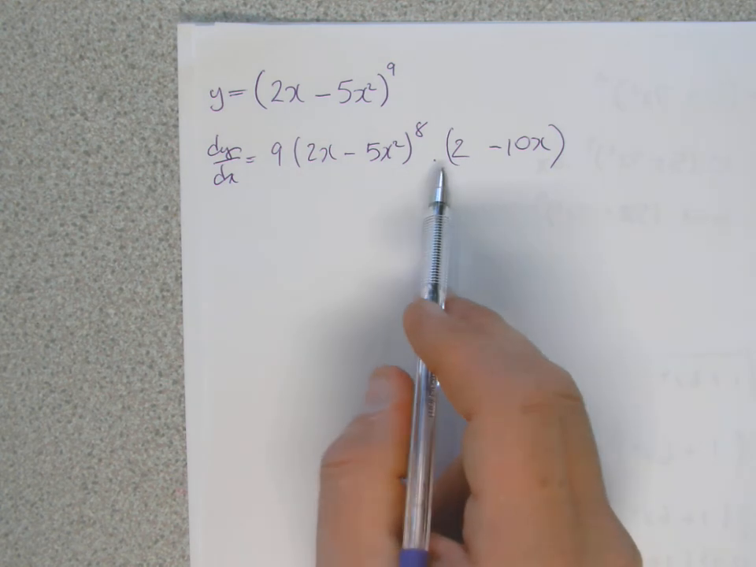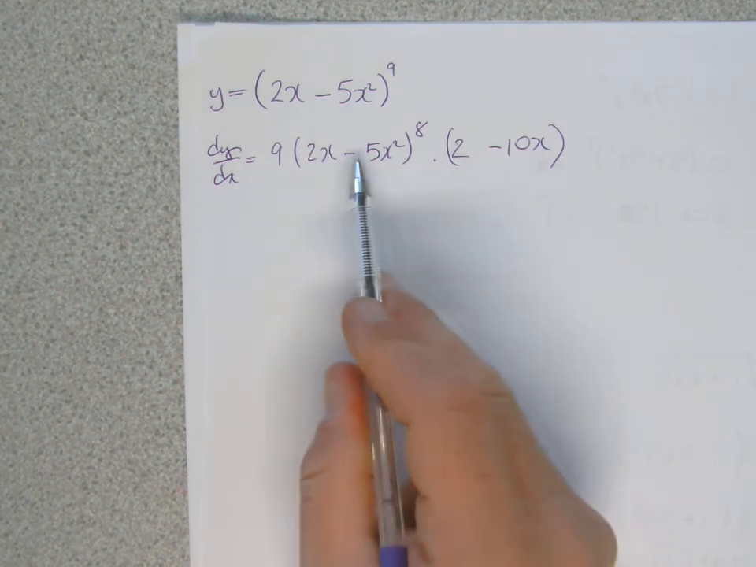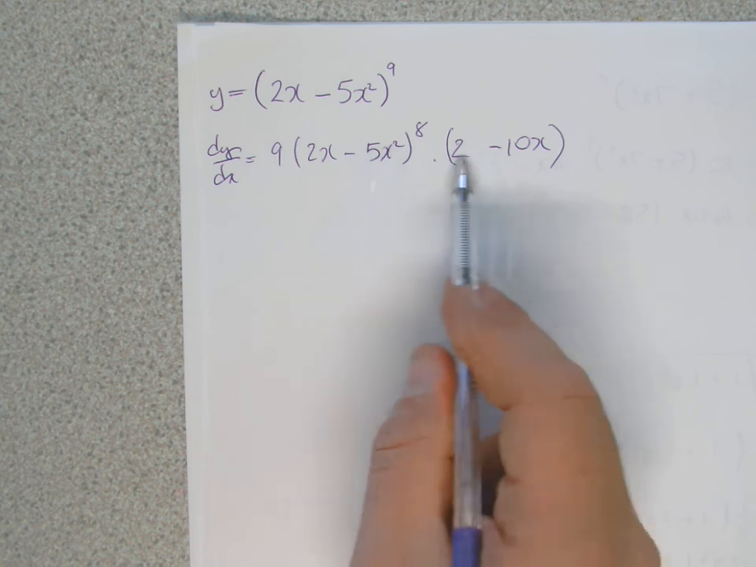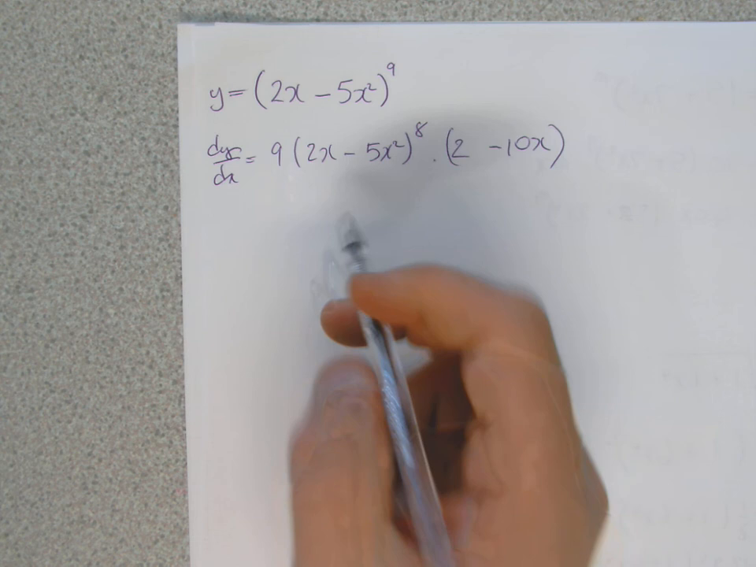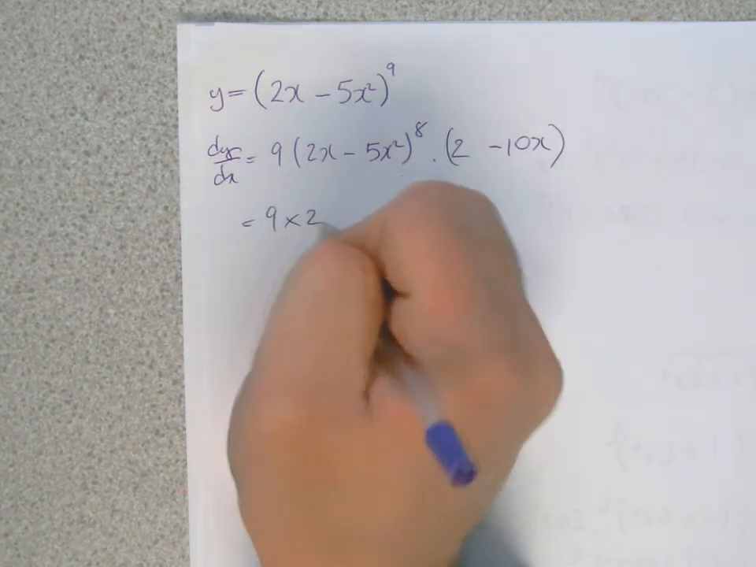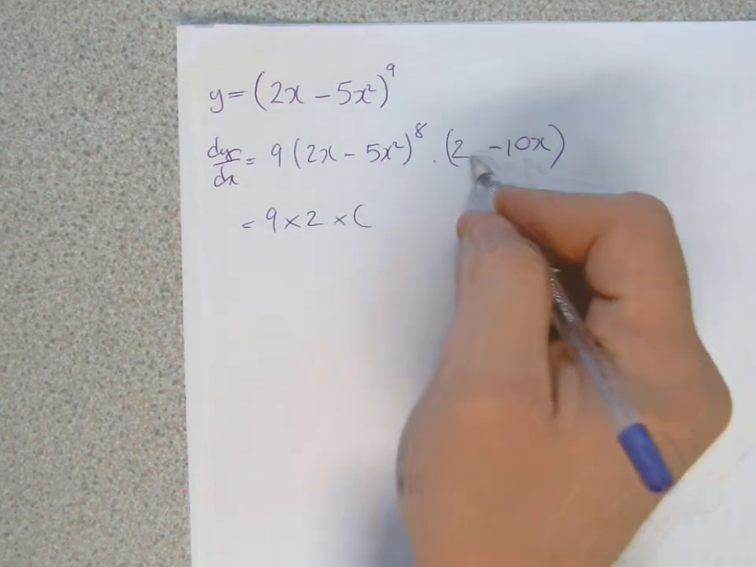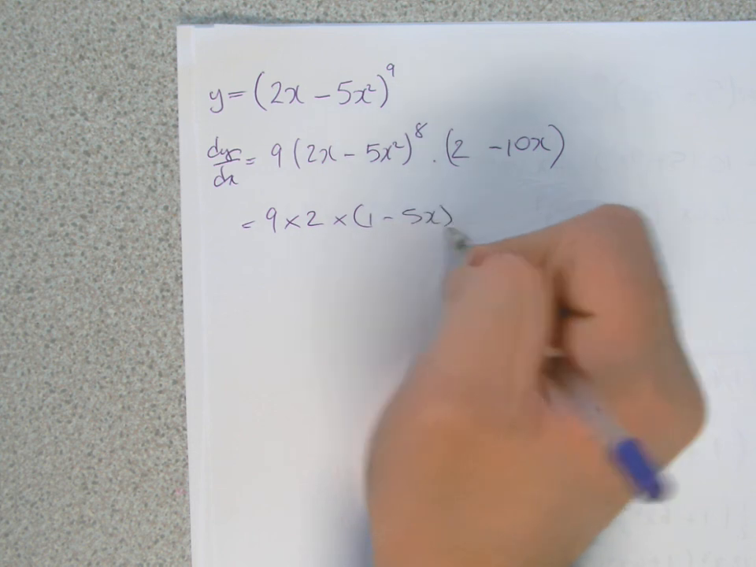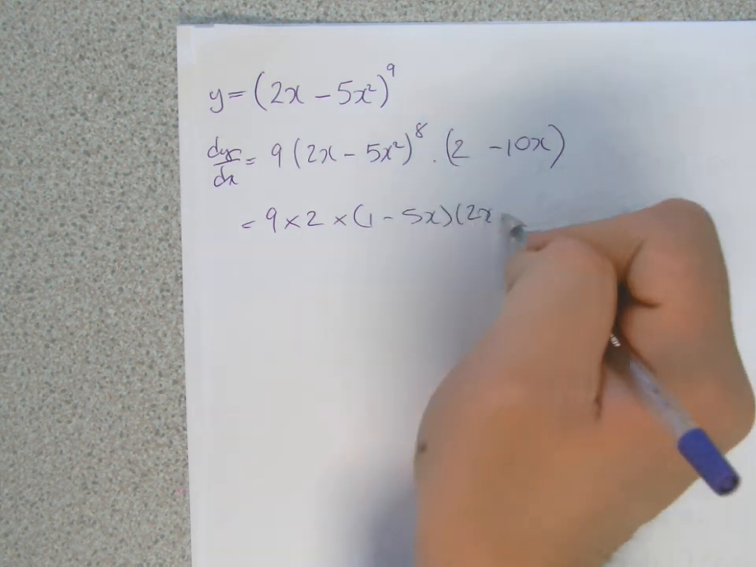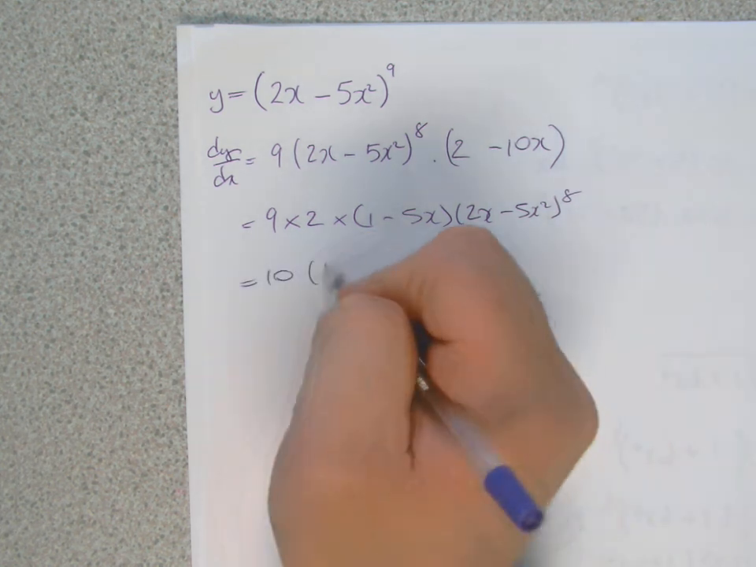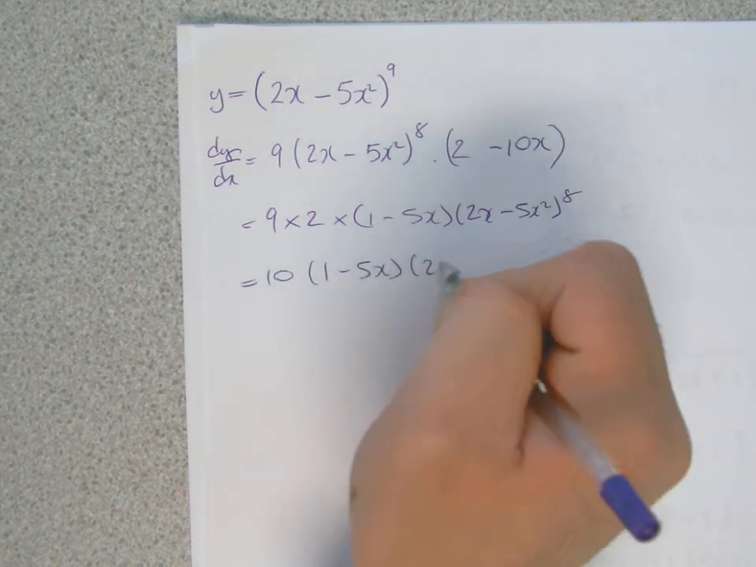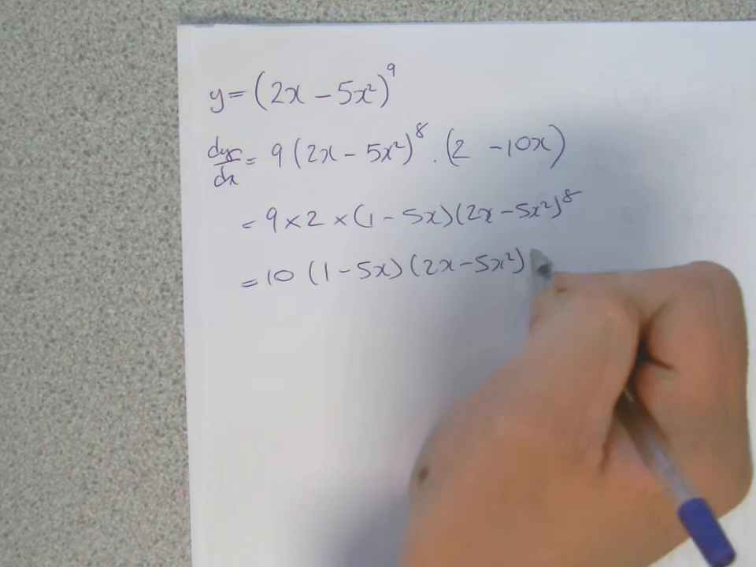Okay? And we've got our answer pretty much done. You could put that at the front maybe, so it looks a bit nicer. And if you notice here, it's got a common factor of 2, so you could take 2 out if you wanted to. So you could write this as 9 times 2 times, well, that'll be 1 minus 5x there, if you take out a factor of 2. Okay, and then just tidy that up a bit. You'll have 10, 1 minus 5x, and in that bracket, 2x minus 5x squared to the power 8.